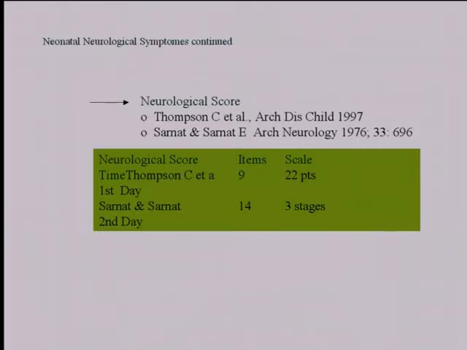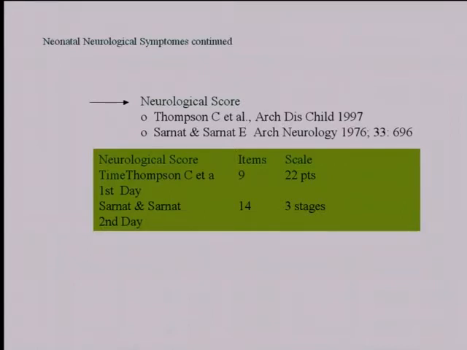For many decades, people have used the score from Sarnat and Sarnat, published 1976, which yields 3 stages, but needs 14 items to assess. And in particular, it actually needs 2 days of observation to make the real judgment of the severity.